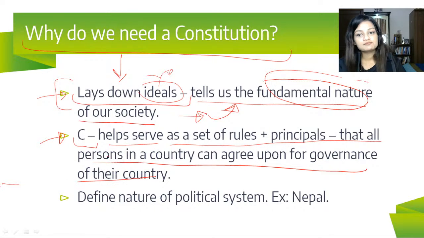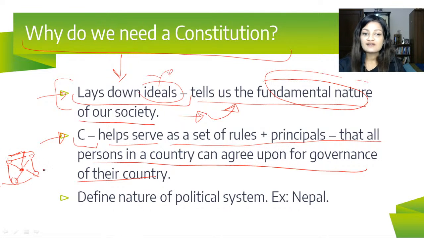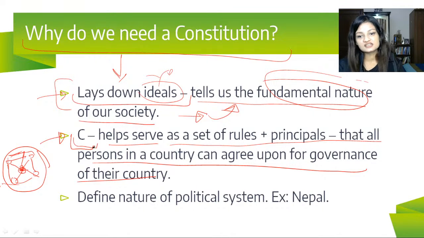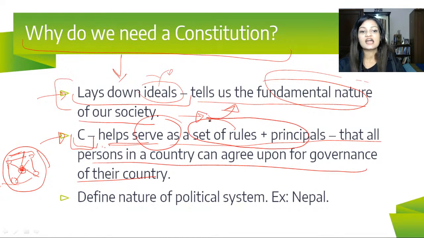Okay, so again, let me go back to the football field example. If the umpire has set certain rules for playing football, it is because everyone, all the players, have agreed and given their consent to it. Because all of them have consented to the rules set, that is why it is going to be a game. So the constitution also does a similar thing, where it helps serve as a set of rules and principles that all persons in a country can agree upon for the governance of their country.